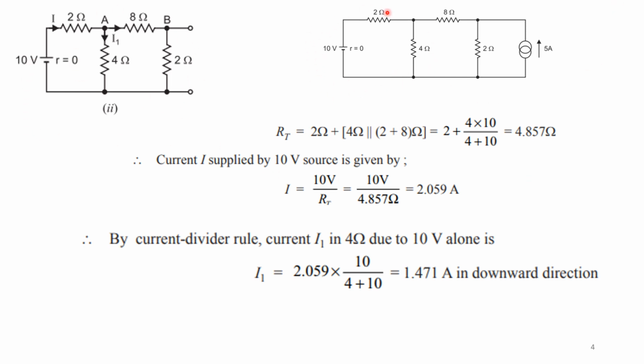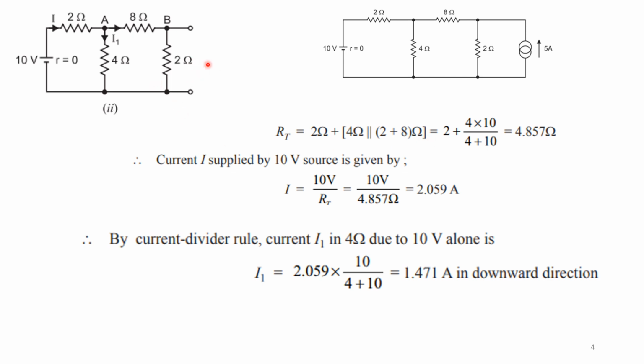First I have taken only the voltage source acting alone. At that time, what is the current I1? By seeing this diagram, the current source is open circuited. I am going to find out for this circuit what my total resistance is. If you consider here, this 4 ohm is parallel with this 8 plus 2, that is 10 ohms. So 4 ohm is parallel with the 10 ohms. That will be added with this 2 ohm resistance. That is my total resistance.